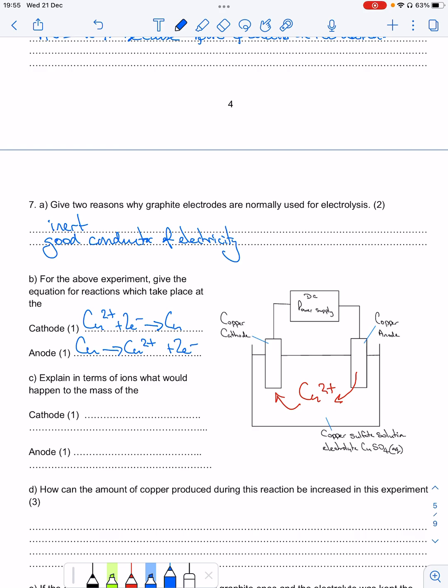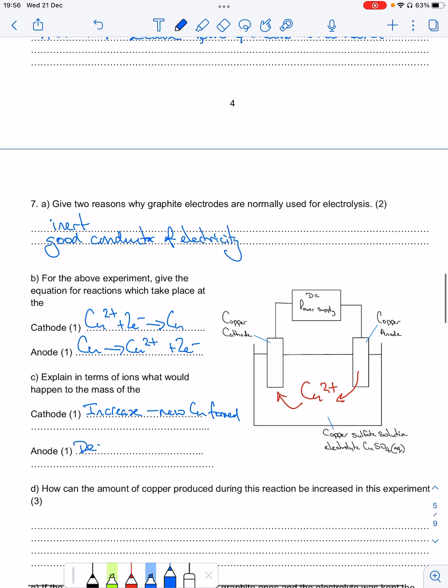What's going to happen in terms of ions to the mass? Well, my cathode, my mass will increase. Why? Because I've got new copper formed. New copper is being made there. Remember, look, here you can see it. There's the cathode, new copper being made. And what would happen to the anode? The anode mass will decrease. Why? Because ions are being formed. So the anode is breaking down to form the ions, therefore the mass will drop.